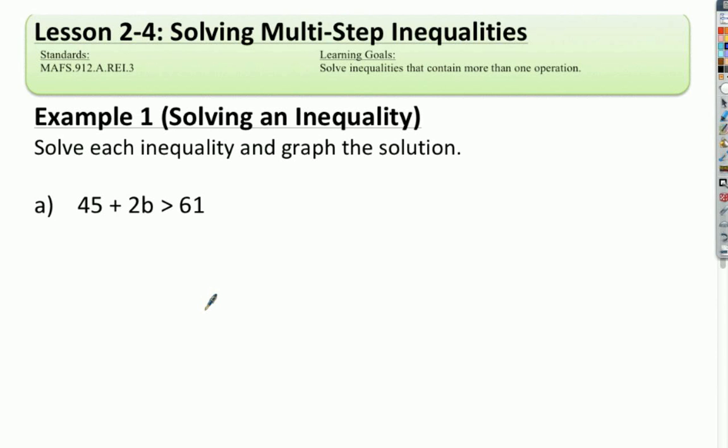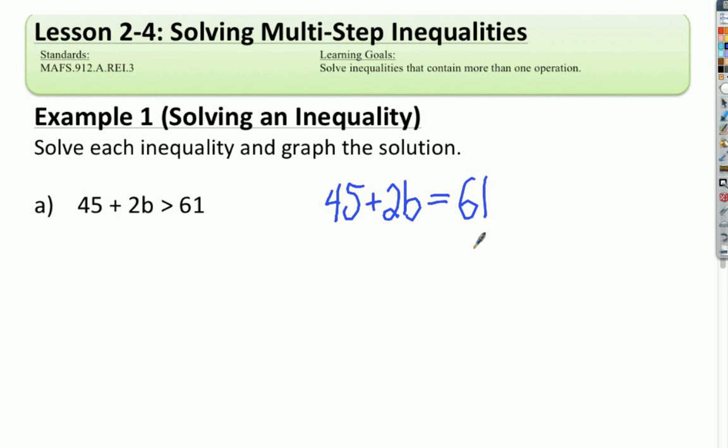So, if you see 45 plus 2b is greater than 61, you should be thinking to yourself, 45 plus 2b equals 61. Now, these are different, and they have different results, but the process is the same. We are trying to isolate the variable. That is what we are trying to do, and the process is exactly the same whether it's an inequality or an equation. And that's why I said you already know what to do. So let's look here at what I wrote in blue.